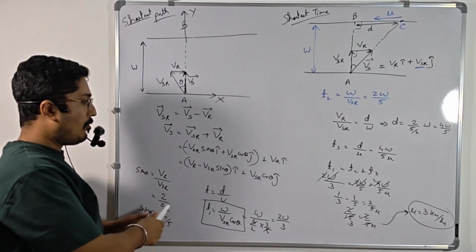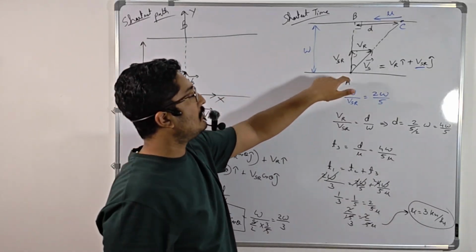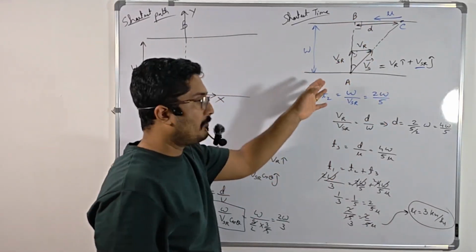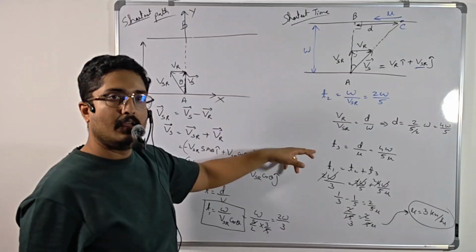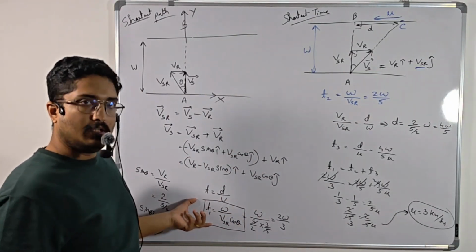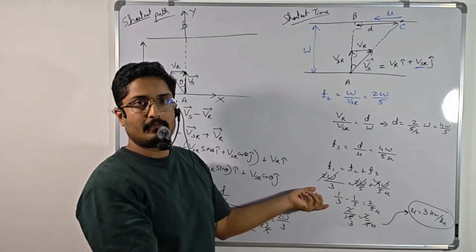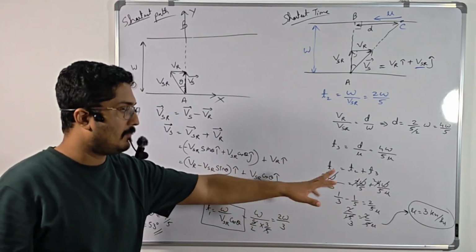In the first case we found the time taken for the swimmer to reach from A to B directly, and in the second case it went from A to C and C to B. We found the time for that, T2 and T3. Finally they say they should reach simultaneously, which means the T1 for the first journey should equal T2 plus T3 for the second part of the journey. So we equated them and got the answer.